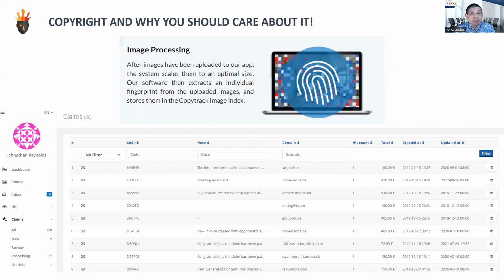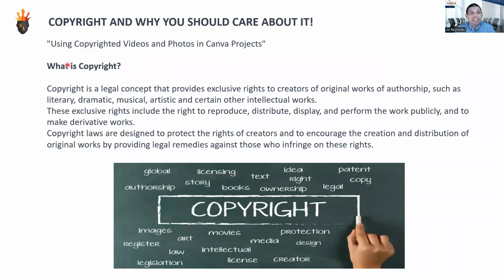So here's how you make sure you protect yourself. First, you need to understand what copyright is, because all videos and photos have copyright. Now, copyright is a legal concept that provides exclusive rights to the creators of those original works, whoever made them, the author, such as literary books, dramatic stuff, musicals, artistic, and certain other intellectual works. So anything musical, videos, all this kind of stuff.